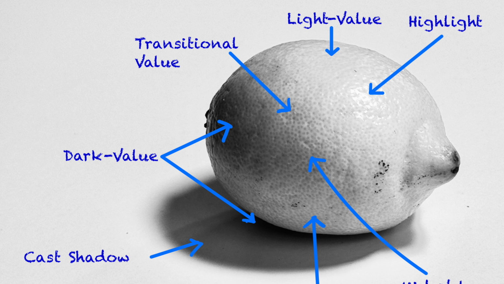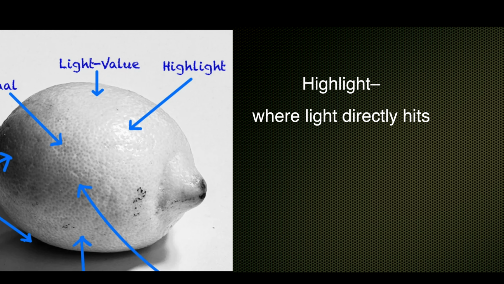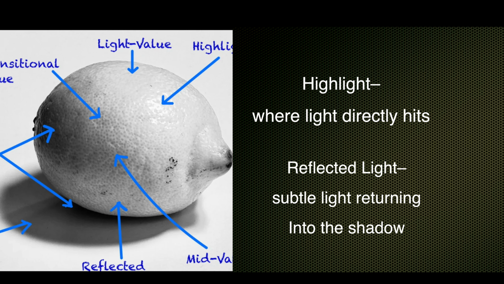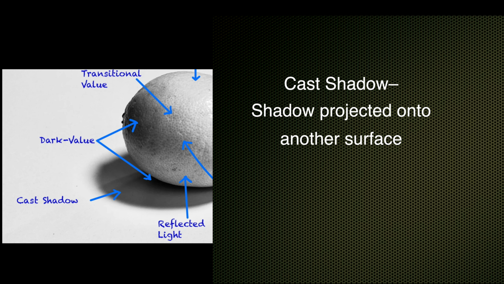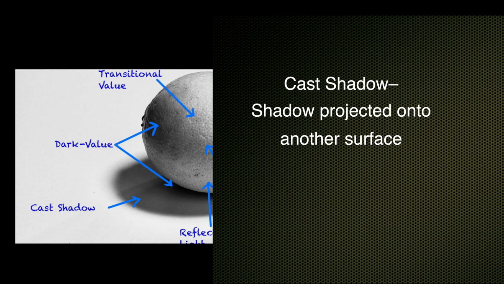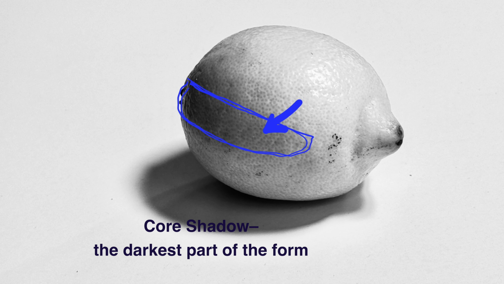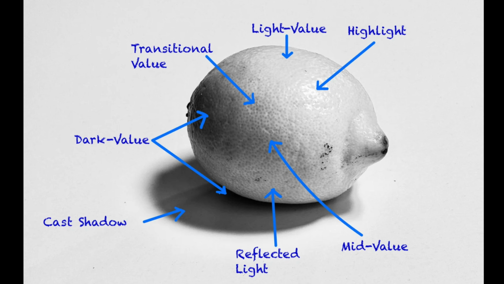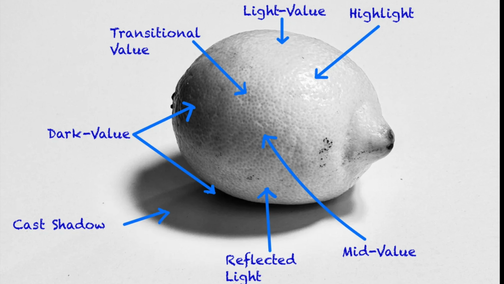These are the types of light and shadow on a form. Thinking in these terms helps you move from random shading to intentional shading.